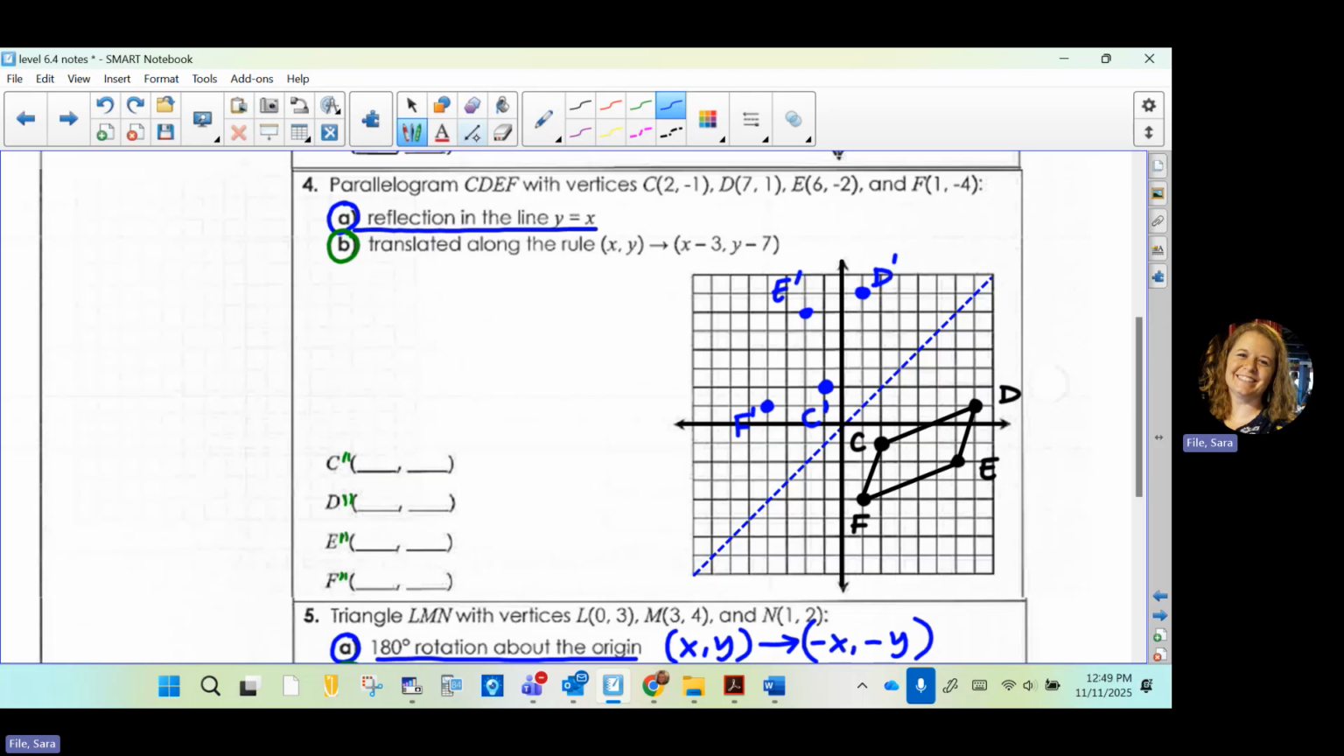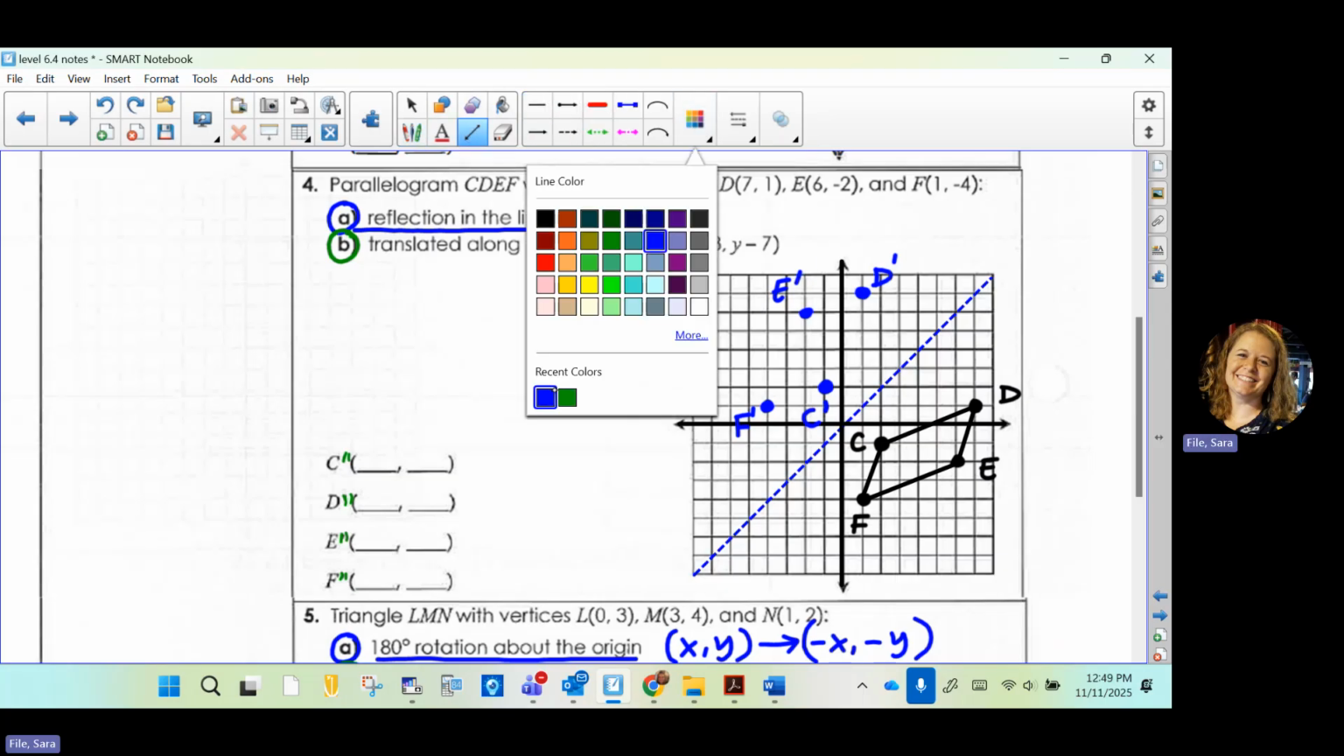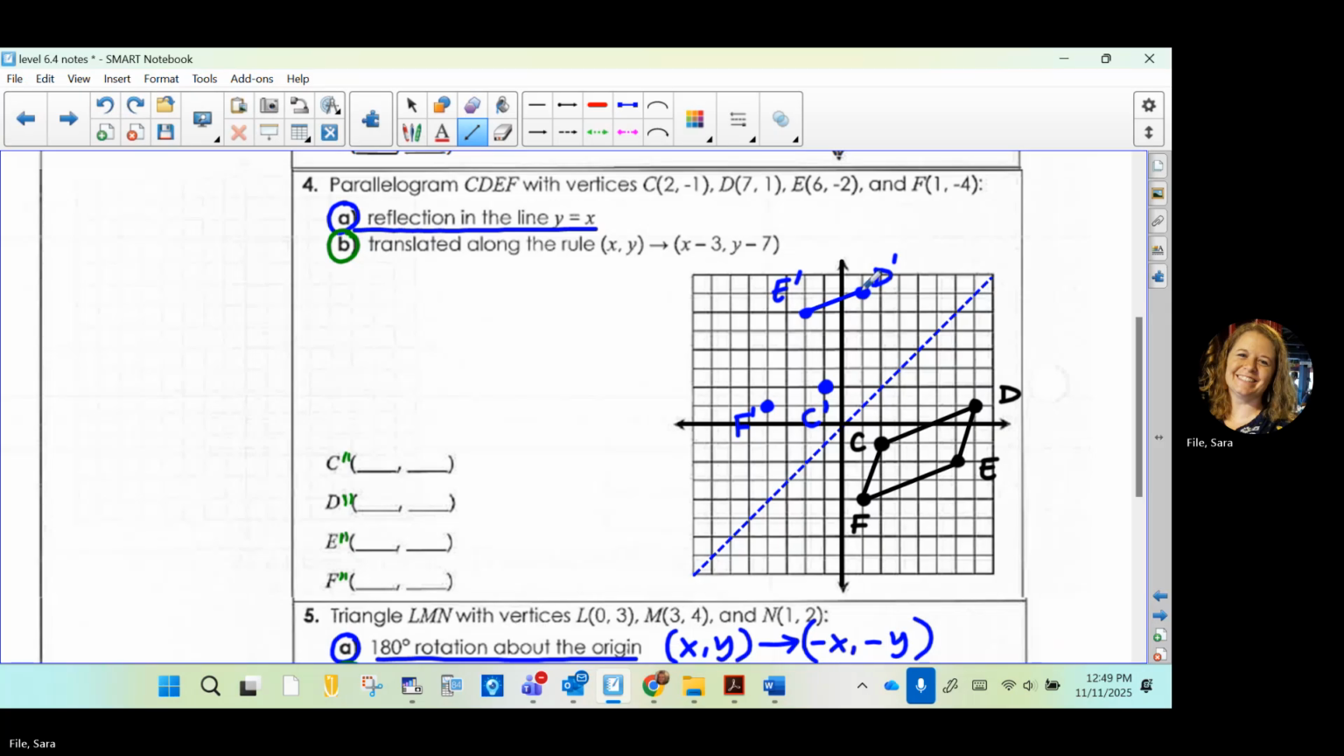So then you can see my parallelogram is reflected across that line. Remember, with a reflection, it's the mirror image. Just like if I folded it on that line, the C and C prime would match up. The D and D prime would match up. The E and E prime and the F and F prime. Okay, so it looks like we've done that accurately.